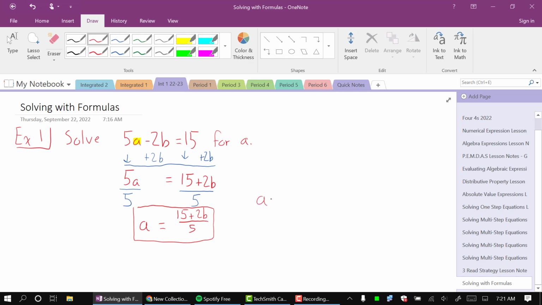What does that look like? Well, it looks like this. The first term, 15, is going to be divided by 5, and the second term, 2, is also going to be divided by 5. So 15 divided by 5 is 3. 2 divided by 5 is just 2/5, so I'm just going to leave it as 2/5 b. So you can either have it like we have here, or you can have it like we have here. Both of these are equivalent answers. They mean the same thing, just a different look. All right, let's take a look at the next example.